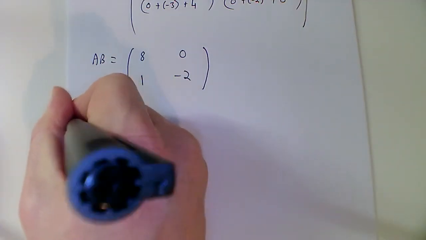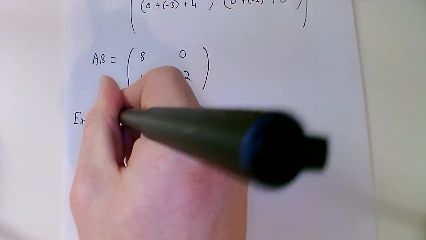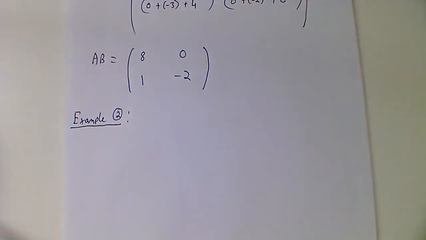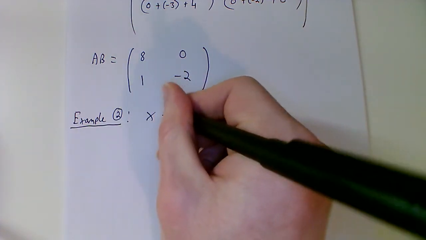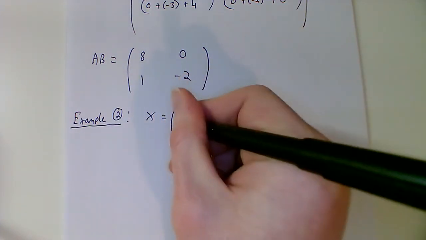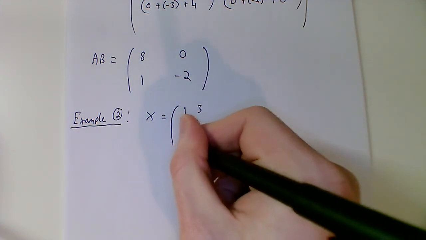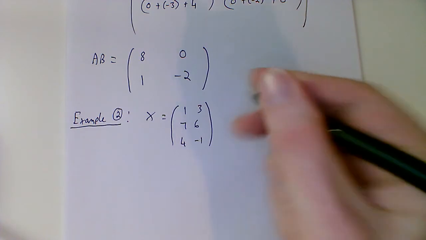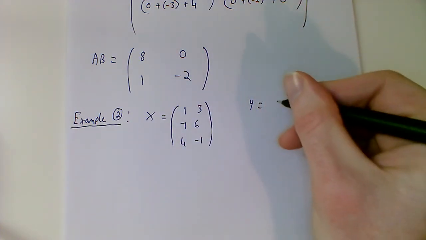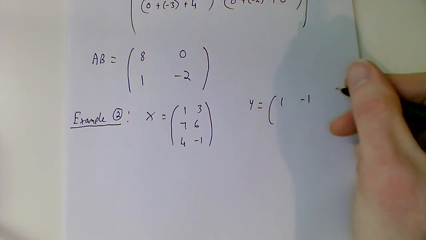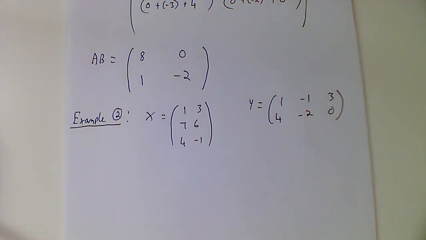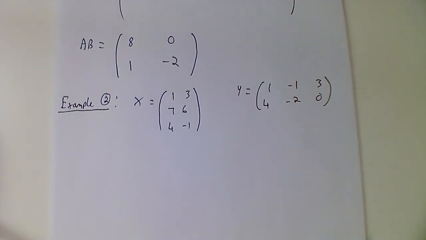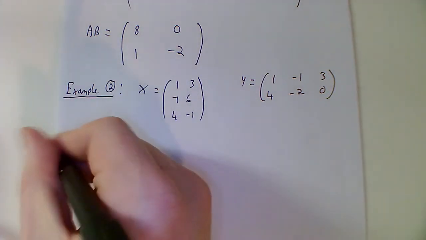I'll just do a second example, and then I'll leave you some questions to try. So let's look at this example. Let's say that matrix X this time is 1, 3, 7, 6, 4, negative 1. And Y is 1, negative 1, 3, 4, negative 2, 0. And obviously I'm just going to find XY.